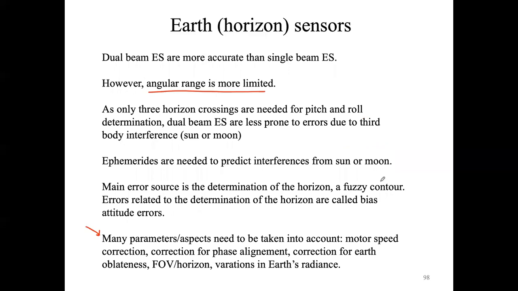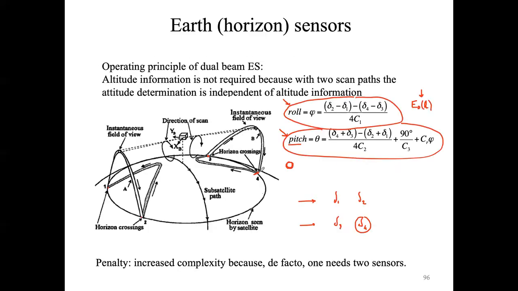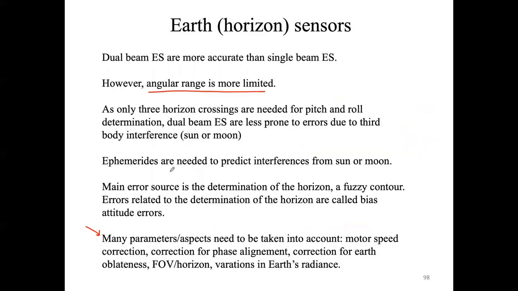So the main problems that you have to deal with these parameters, with these sensors, is indeed that one of the 2 points of the 4 Earth horizon limb intersections could be perturbed by light interference coming from the sun or the moon, for example. So this dual scan configuration enables to have at least 4 measurements.